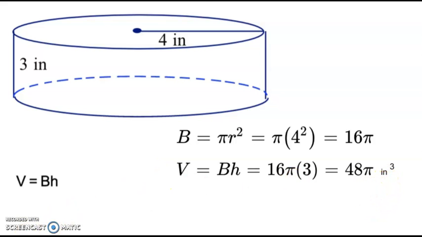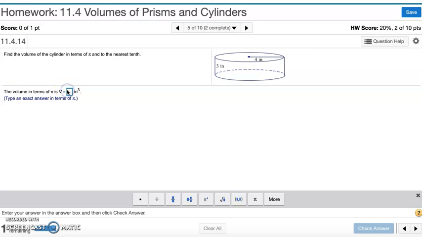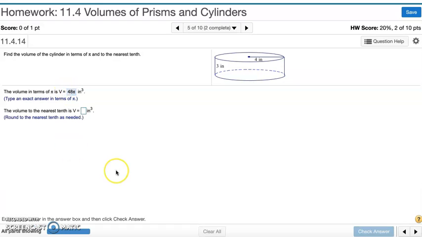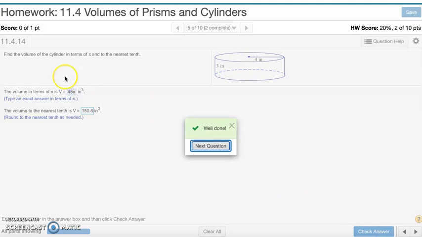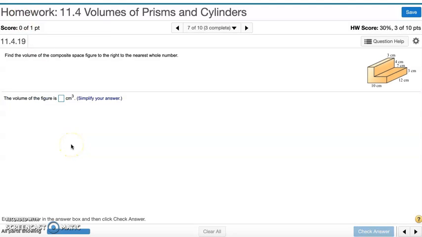So let's type that in. Typing in 48 pi, now it wants it rounded to the nearest tenth, which is 150.8. And that's number 5. Going to number 7.